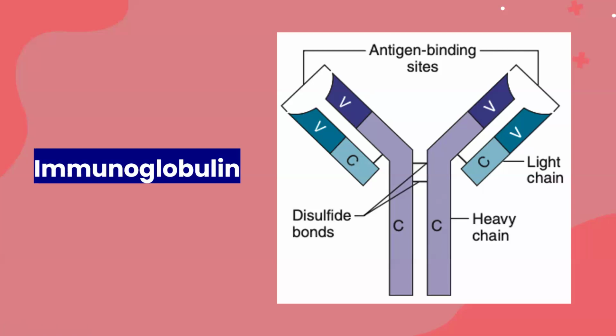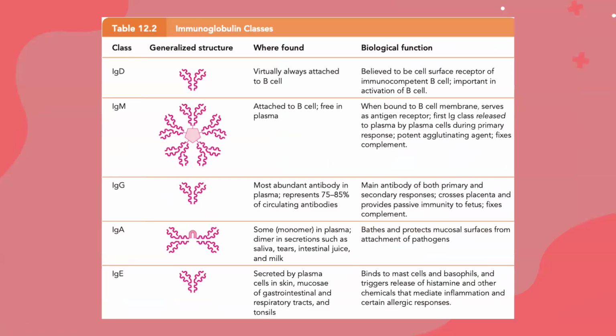This will differ in different antibodies. Okay, mag-iiba-iba tong variable portion. That's why it's variable, so that they're specific for whatever antigen they need to look for. While the C regions are the constant regions, and they're essentially identical in different antibodies of the same class. Okay, so what are those classes of antibodies? The plasma cells can produce different types of antibodies, and we have five major classes of them. We have IgD, M, G, A, and E.